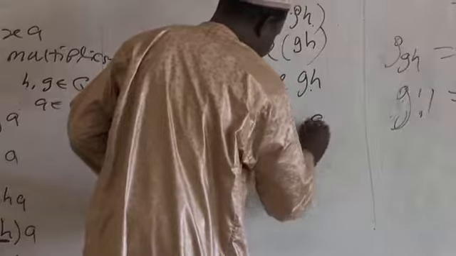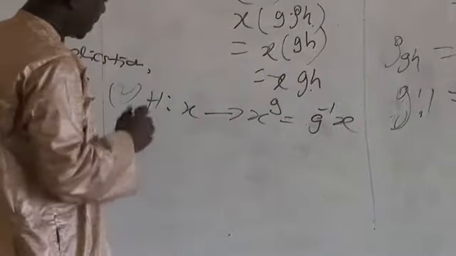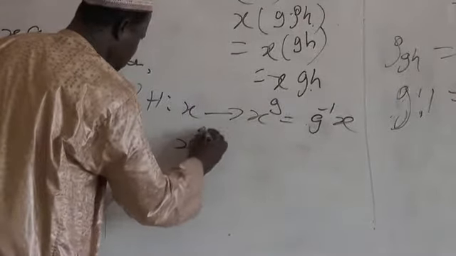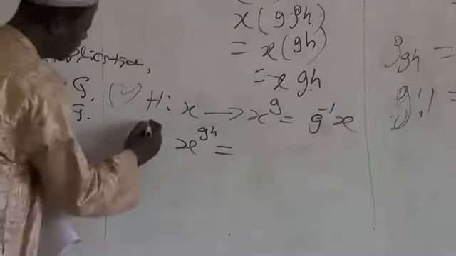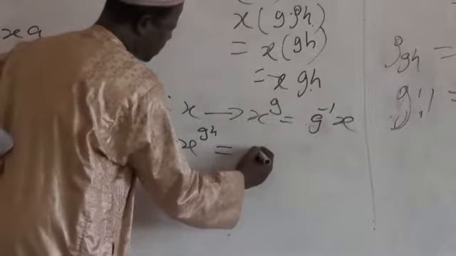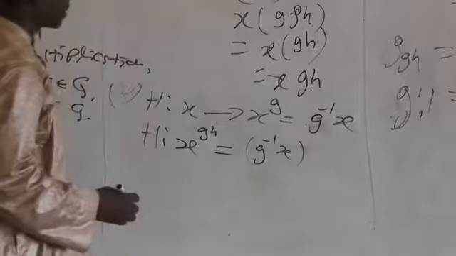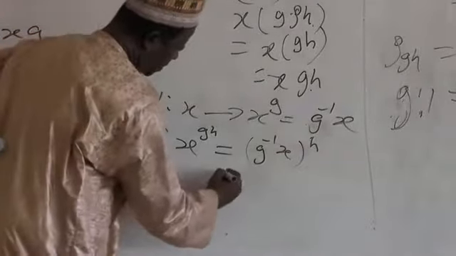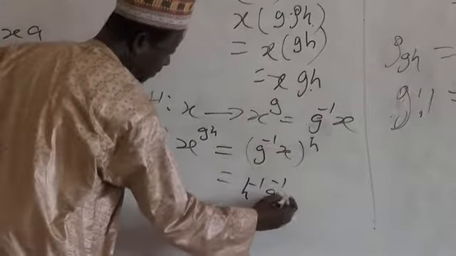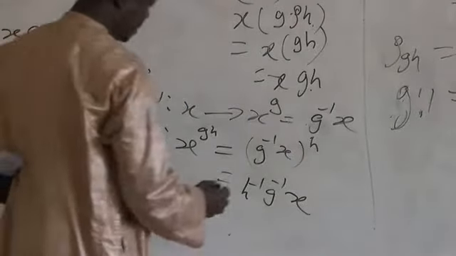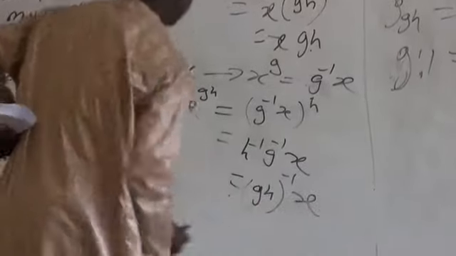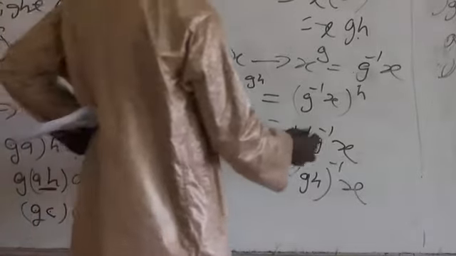g inverse x. Then we have g h. If you allow it to pass by g h, the first one will be, you allow g to pass, so you have g inverse x, then on h. Then this is going to be by definition h inverse, then g inverse, then x. And by definition, what is h inverse g inverse? This is going to be g h inverse, then x, isn't it? Yes, so this is actually g inverse.